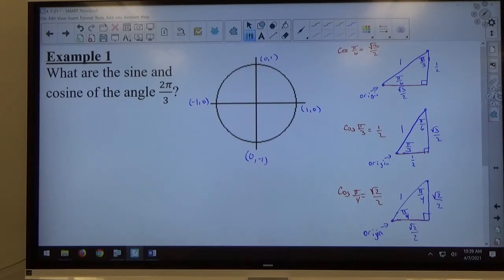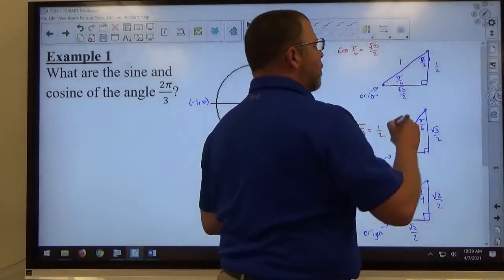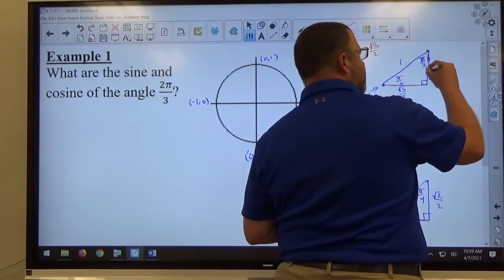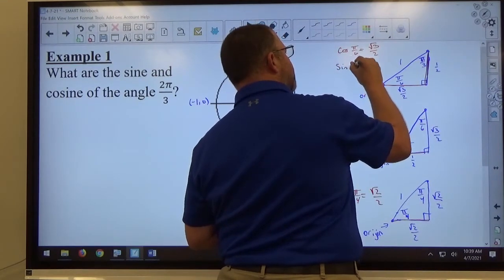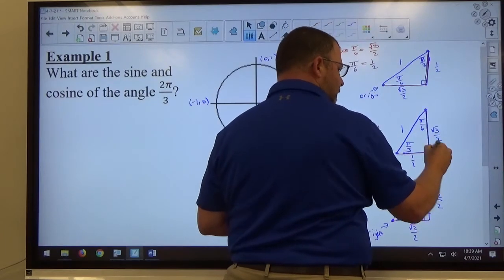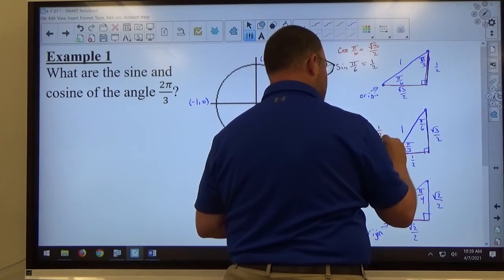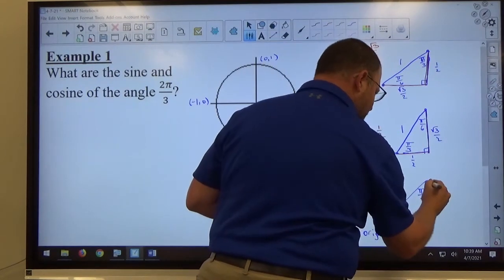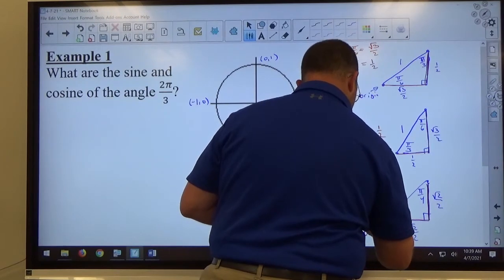The origin angle, cosine is just the horizontal piece in each of those triangles. The vertical piece in each of these triangles represents the sine. So this is the sine of pi over 6. That equals 1/2. This is the sine of pi over 3, which is the square root of 3 over 2. This is the sine of pi over 4, which is the square root of 2 over 2.